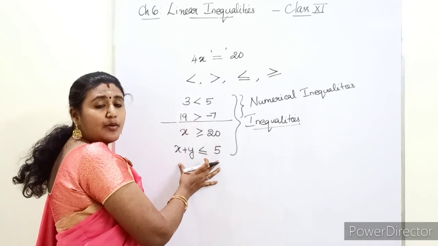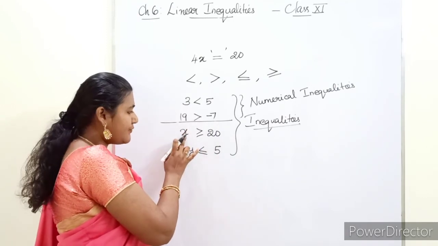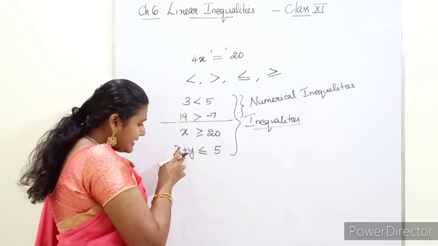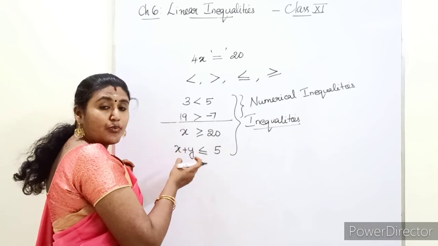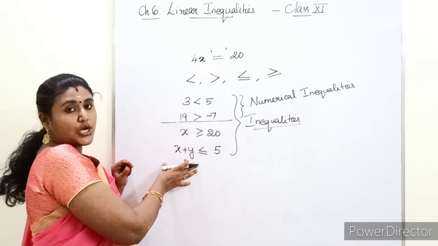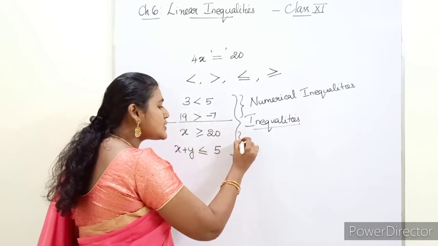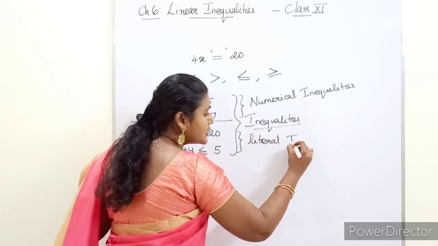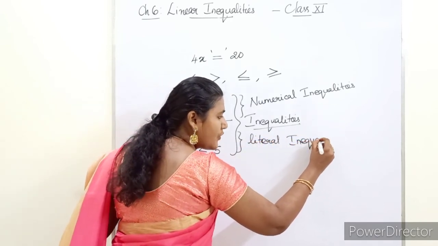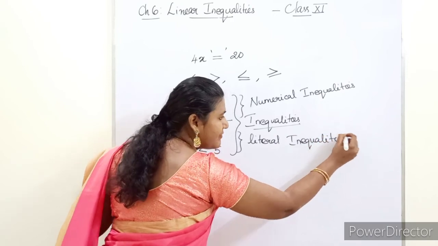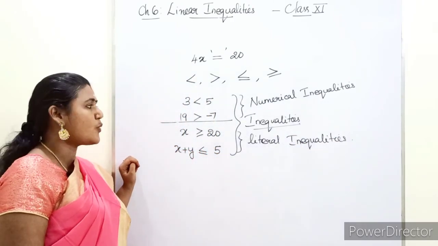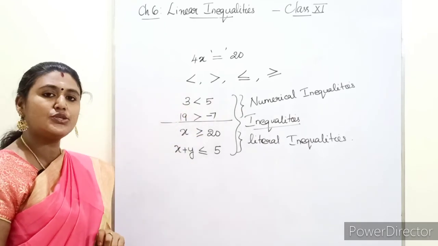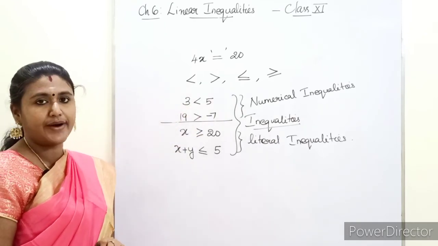Now what about these two inequalities? Here a variable is involved. Am I correct? Here in this example we have the variable x. Then in this example, there are two variables, x and y, in this inequality. So these two are called literal inequalities. If a variable is also involved in the inequality, then we can call it a literal inequality. If only numbers are involved, then we can call it a numerical inequality.